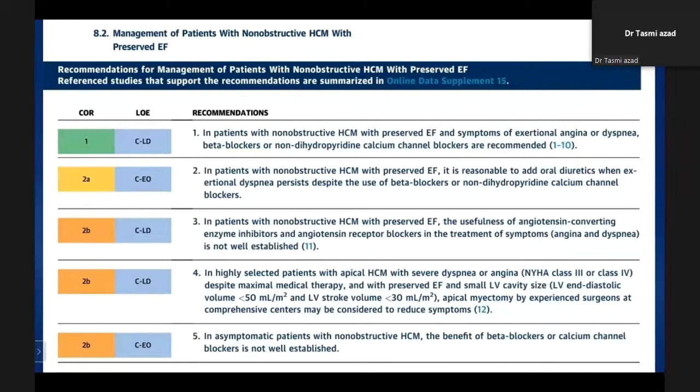Okay, so the class 1 indication they give is, if the patient is symptomatic, mainly with dyspnea, exertional angina or syncope, we will choose a beta blocker, definitely a non-vasodilating beta blocker, and if not tolerated, then a non-dihydropyridine calcium channel blocker as class 1 indication. And if the patient presents with exertional dyspnea, a low dose diuretic can be helpful for us to manage the patient's symptoms.